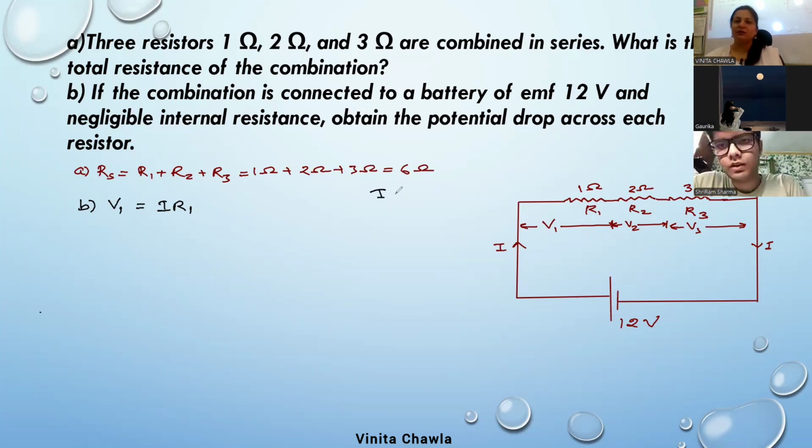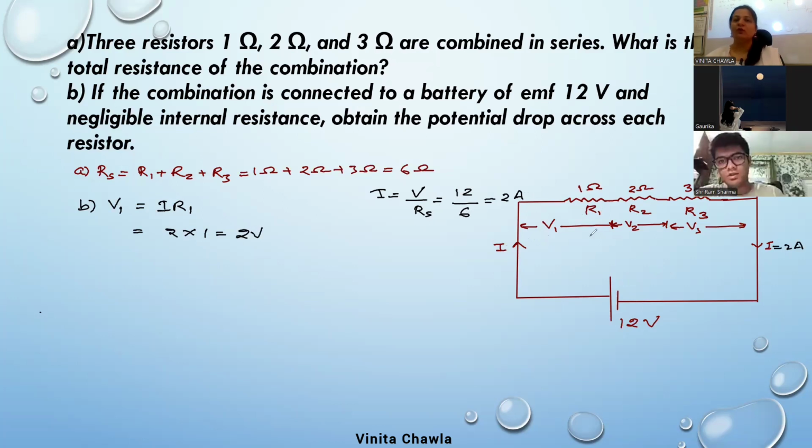Current is the net potential 12 upon RS, which is 6. RS is the resistance of the series combination. The net resistance is 6 ohm. So we simply divide these two: 12 upon 6 is 2. 2 ampere is the current flowing through the circuit. So I is 2 ampere. Now we put the values here. I is 2 and R1 is 1 ohm, so it's 2 volts. So 2 volt is the potential drop across the first resistor.